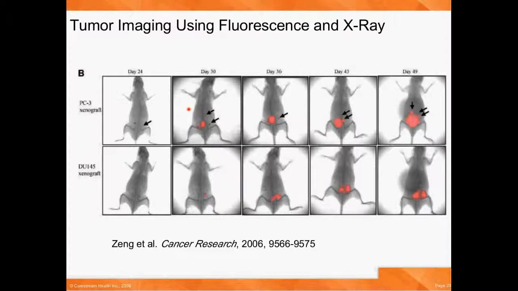They were able to clearly and quickly observe that the PC3 cells metastasize much more quickly than the DU145s. In fact, as illustrated here, the DU145s really just create one large mass of tumor, whereas the PC3s were clearly metastasizing to different sites very early on.